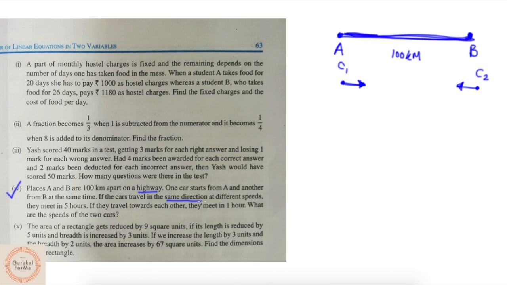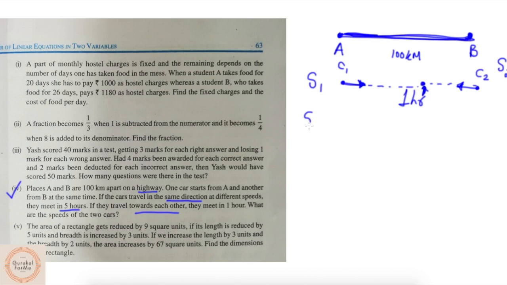So if they were traveling in the same direction, they would meet in 5 hours. Let's take this case a little later. And if they travel towards each other, now they are traveling towards each other, so after 1 hour they meet somewhere, maybe at this point. So this one travels this much and this one travels this much, right? We don't know where that point is. I'm just assuming. But in 1 hour do they meet? What are the speeds of the two cars? Let the speed of car 1 be S1 and the speed of car 2 be S2.